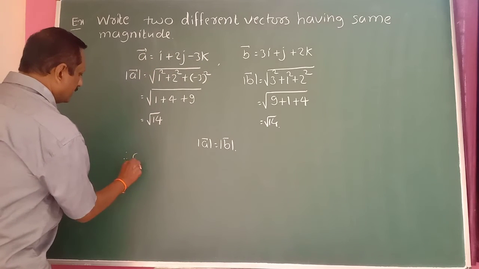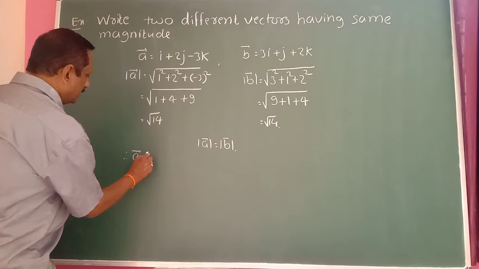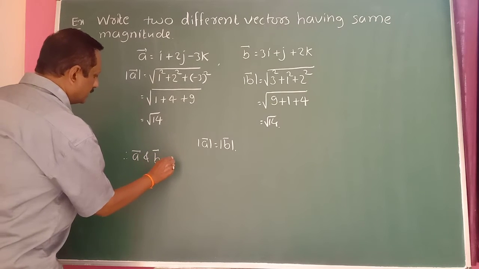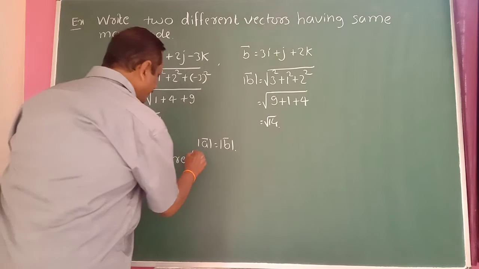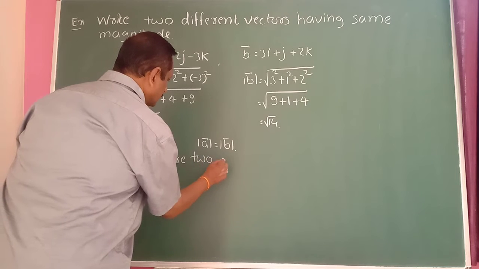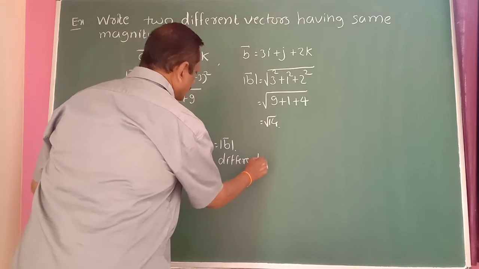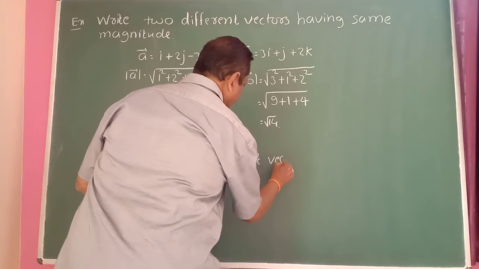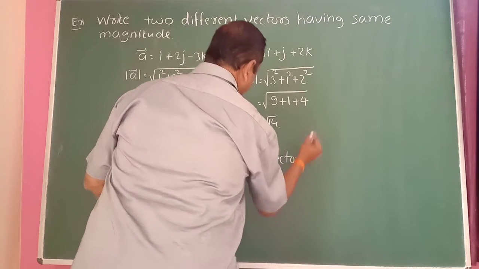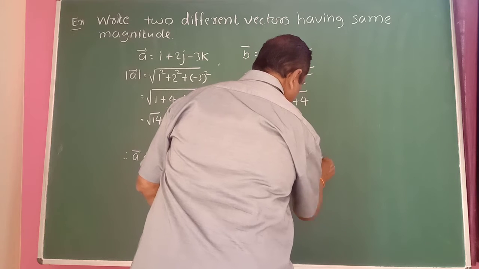Therefore a bar and b bar are two different vectors having the same magnitude.